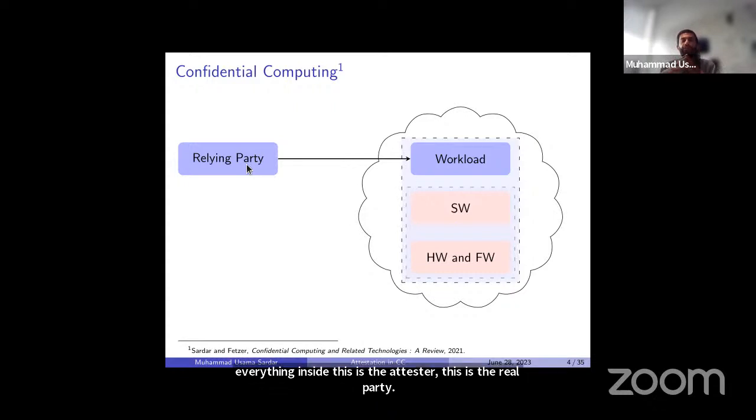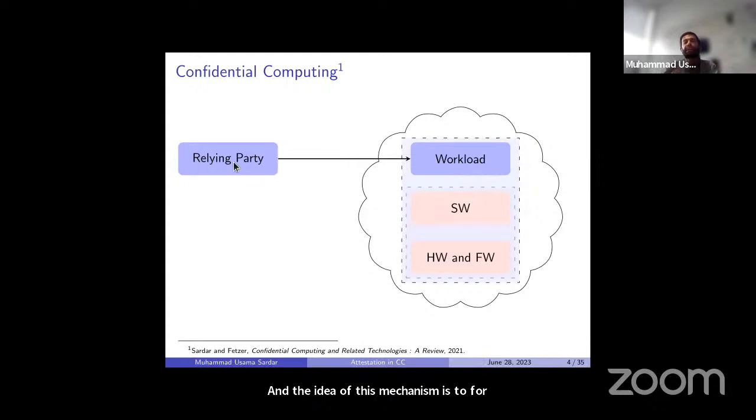The idea of this mechanism is for the relying party, the CEO, to get confirmation from the cloud that yes, my workload is running unmodified, the results are reliable, and the software running underneath is up to date and has no vulnerabilities. And the hardware running the software is also up to date, has the latest security patches applied, and so on. So this is the kind of scenario that we have for this specific talk.